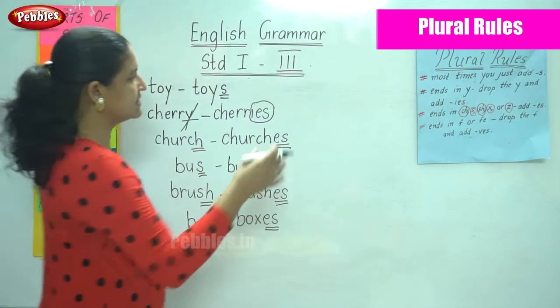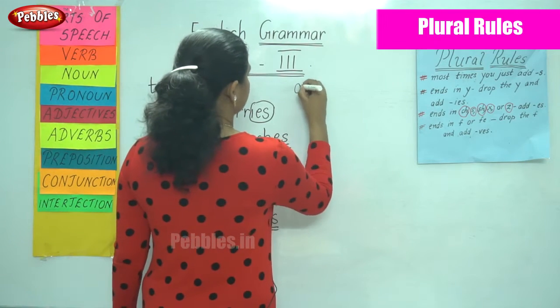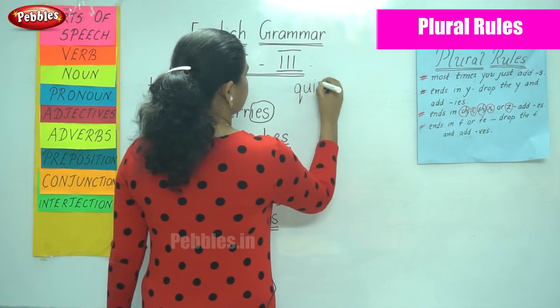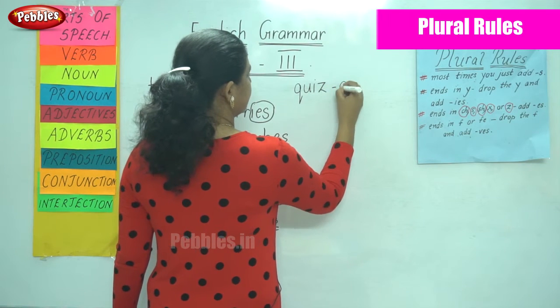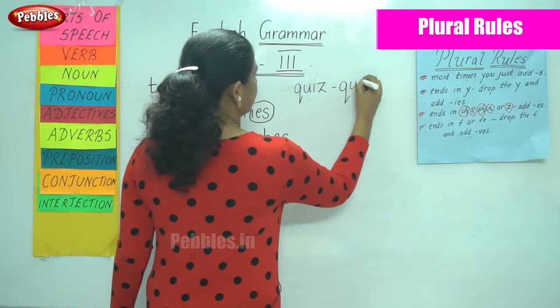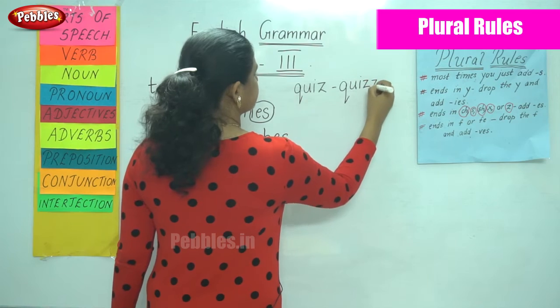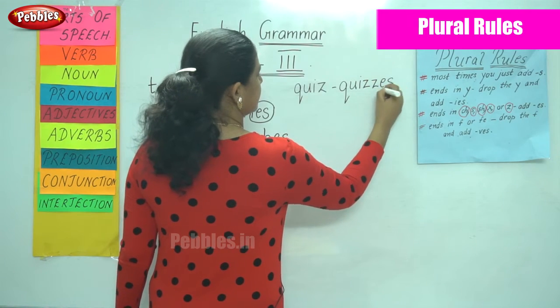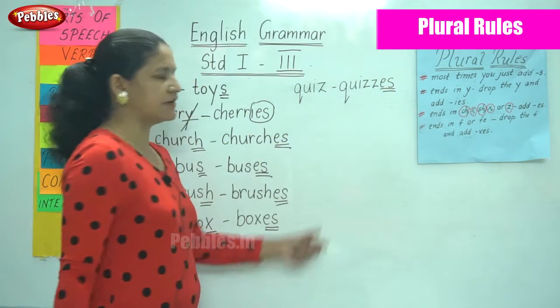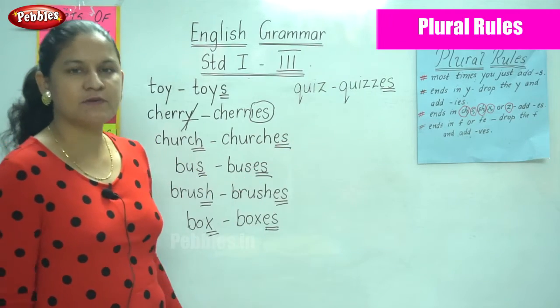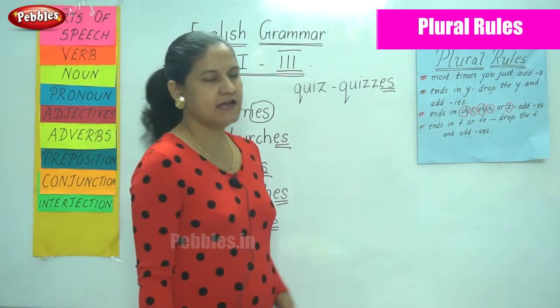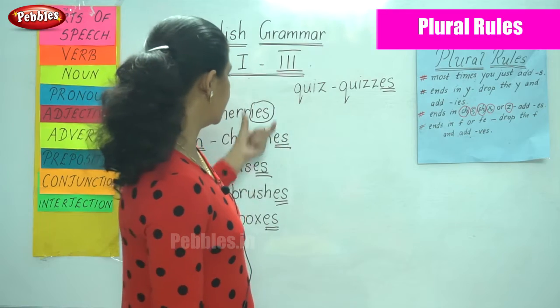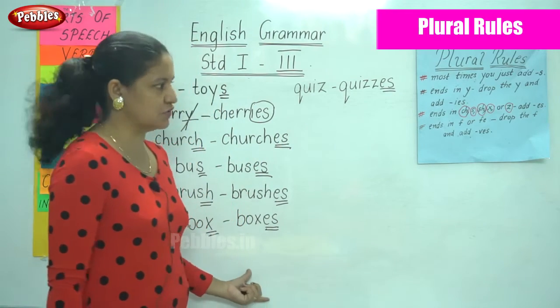When a word ends in z, example, quiz, then I add one more z and es. So I make it quizzes. So this is applicable only when it comes to quiz. Then you add one more z and the es. So these are all the examples for our third rule.